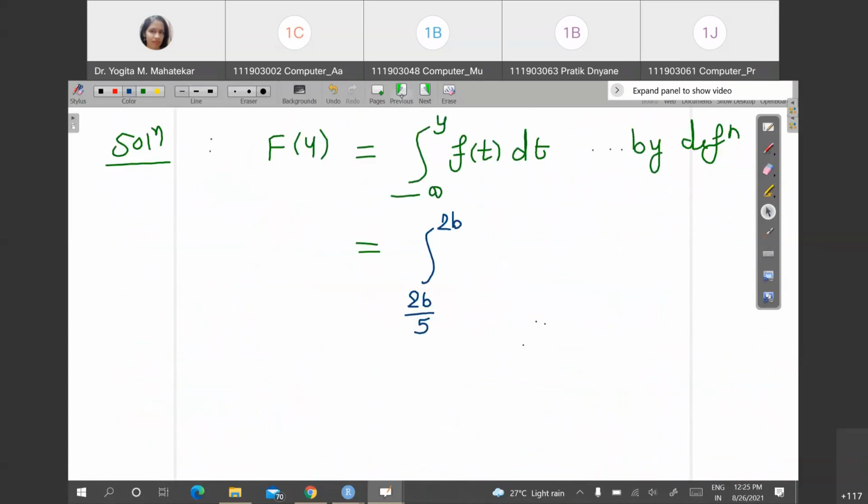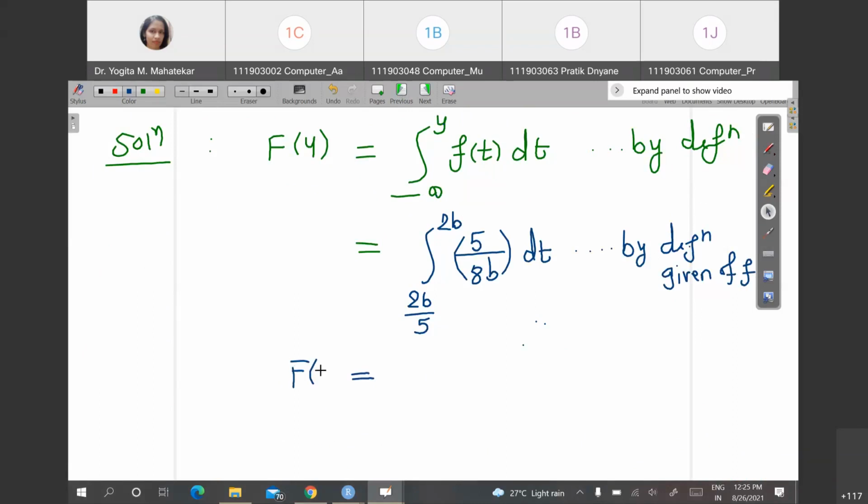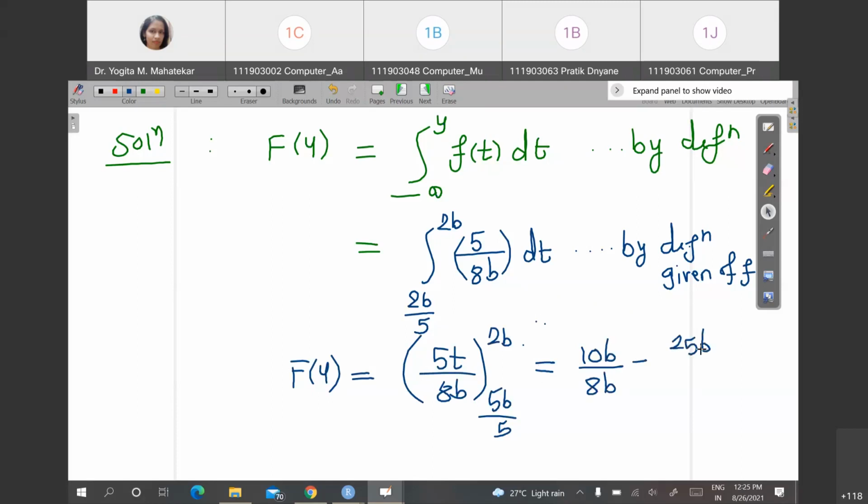And how is it defined? The function is 5 upon 8b, because otherwise it is 0. Correct? 5 upon 8b is a constant function. It is independent of the variable of integration t. So this is by the definition given of small f. And the question now is just to integrate. That's it. So that is your capital F of y. It's very simple. So it is 5t upon 8b from 2b by 5 to 2b. So this is equal to 10b upon 8b minus 25b. Sorry, what have I written? 5b by 2b by 5, no?